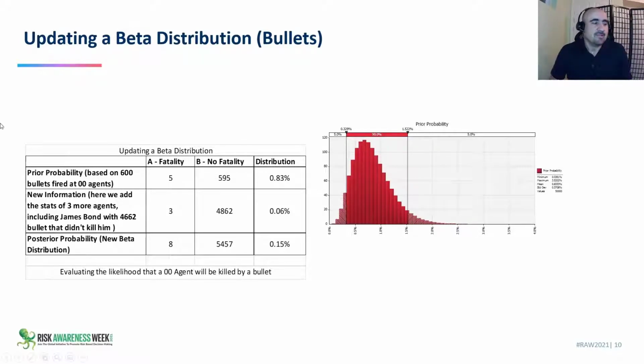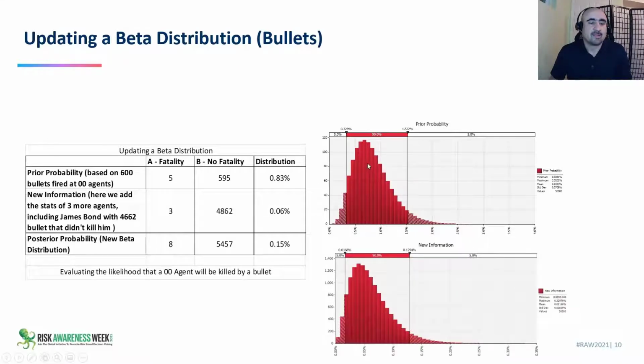It's enough data. Then you take new information. So I'm going to take new information. This is basically me adding James Bond in the mix. James Bond was shot at apparently around 4,662 times. The bullet did not kill him, obviously. And I've added 2 other agents. Let's say I did kill 3 people on here. This will narrow even more my distribution because I'm putting in a lot of information. And the great thing with the beta distribution is you can just add them up and they become the new parameters for your new distribution.